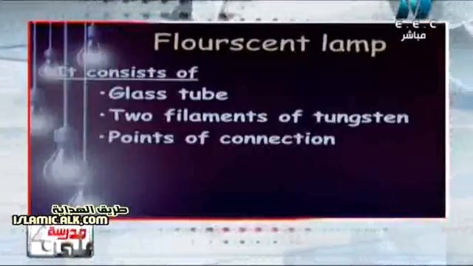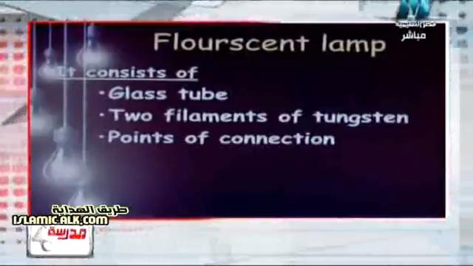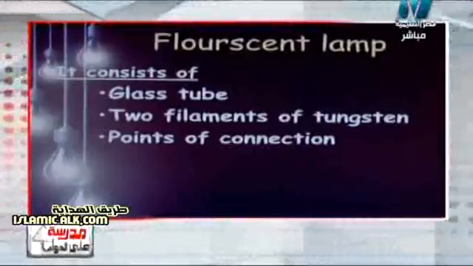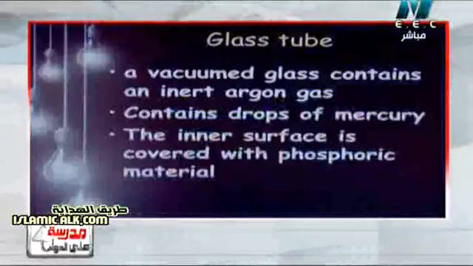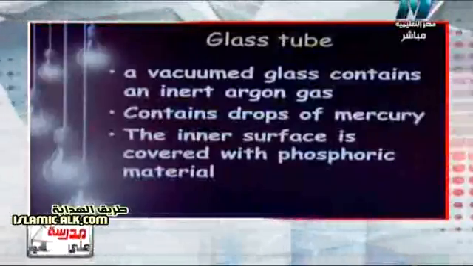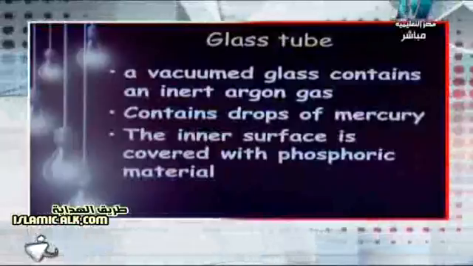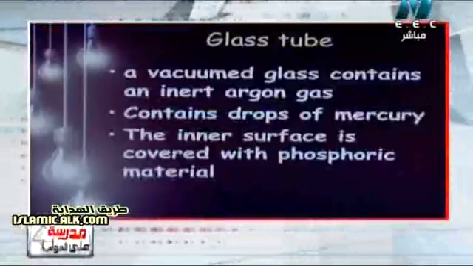Let's take a revision of the fluorescent lamp. It consists of a glass tube, 2 filaments of tungsten, and 2 points of connection. Okay, the glass tube is a vacuum. The glass contains an inert argon gas, contains also drops of mercury, and the inner surface is covered with phosphoric material. Okay, so that's all about the glass tube.